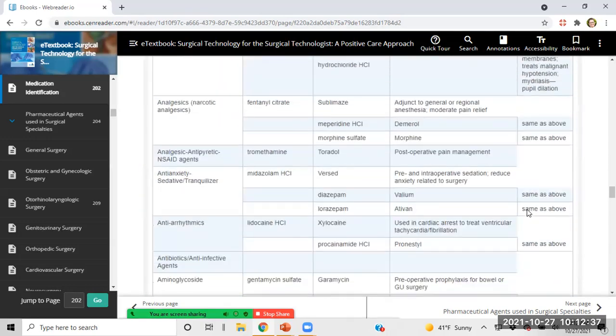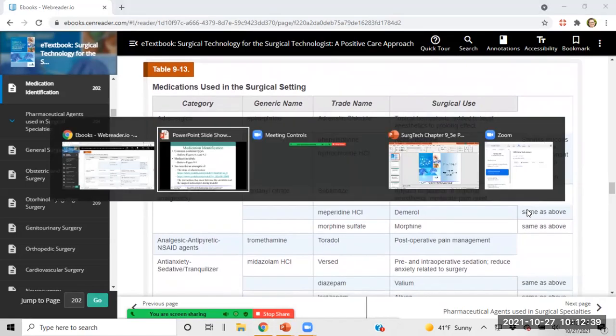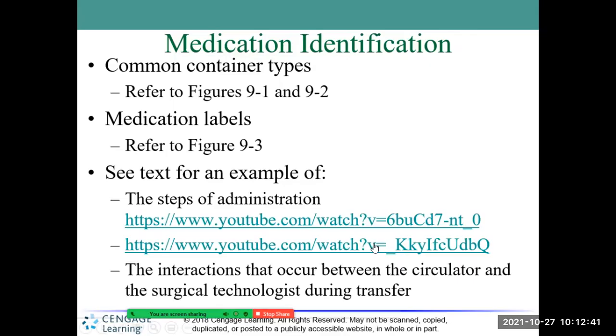Make sure there are no more pictures we want to look at. We'll look at that a little bit. Okay, so I'm going to show you some steps of how to administer. I've got 2 videos for you to watch on this of how to draw up medication.